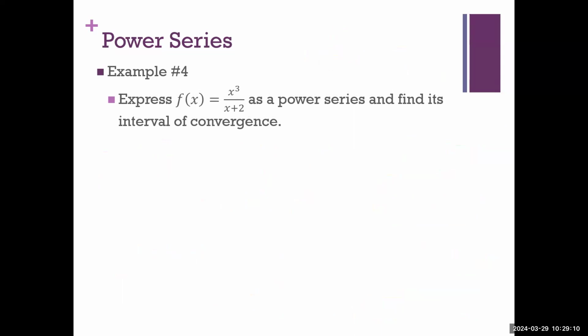What can I do here? Similar to the class problem, because there's a 2 in the denominator. Yep. Okay. So what would you like to do? Multiply by 1/2 again. Yeah, so basically multiply by 1/2 over 1/2. That gives me x cubed over 2 over 1 plus x over 2, right?